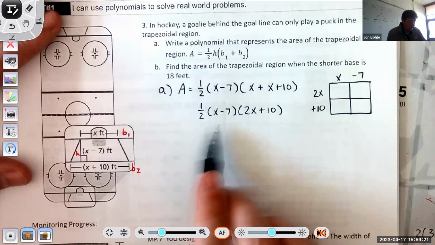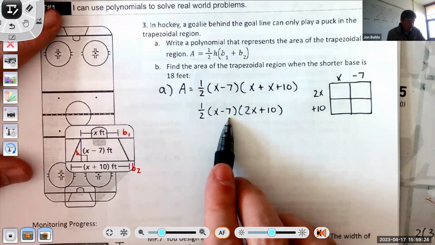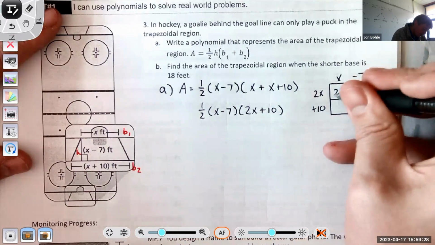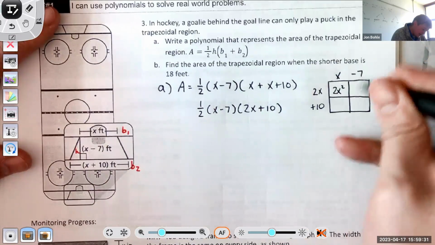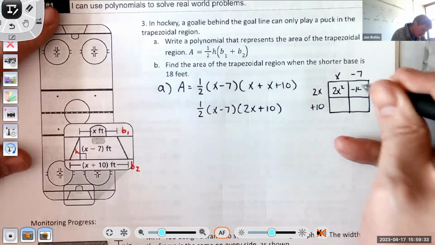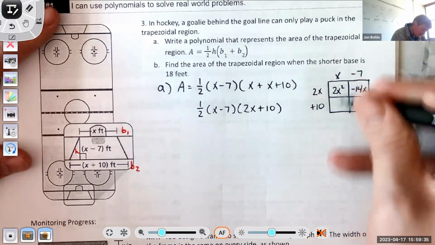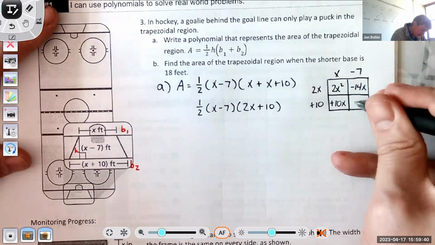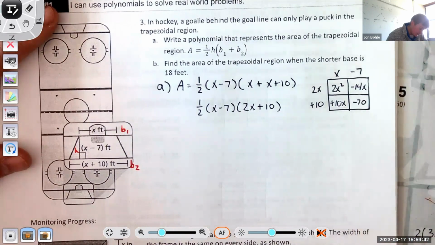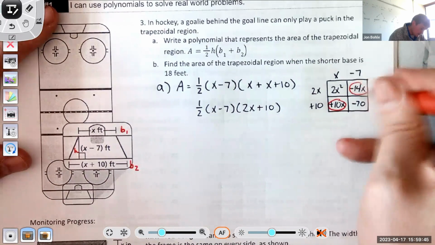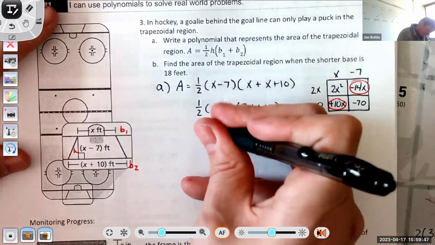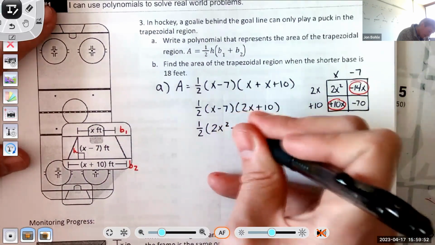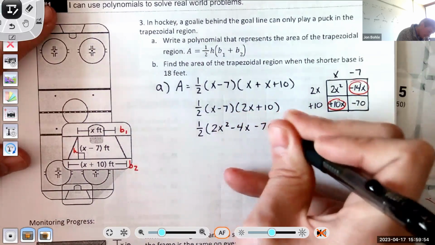Okay, we have 3 parts that we're multiplying. My suggestion is do 2 of them first and then multiply by the third at the end. So 2x times x is 2x squared. 2x times negative 7 is negative 14x. X times 10 is 10x. And 10 times negative 7 is negative 70. I do have like terms here and here. 2x squared minus 4x minus 70.